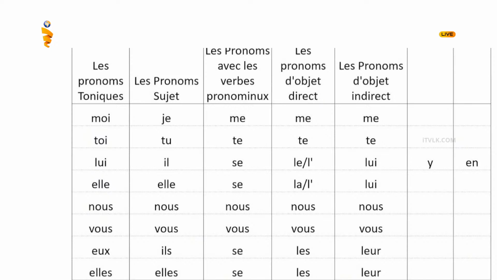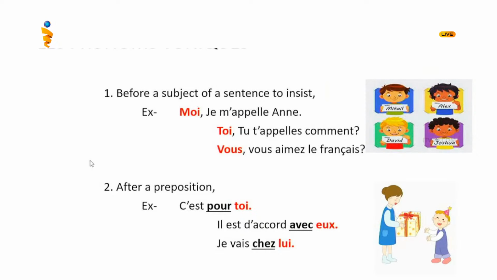Now we'll see why we use le pronom tonique. The first one, we can use le pronom tonique before the subject of a sentence to insist. To insist. What is the meaning of insist? That means to emphasize that. Look at the example. Moi, je m'appelle Anne. What is the subject of this sentence? Je. So the relevant pronom tonique that goes with je is moi. So to insist, you can say moi, je m'appelle Anne.